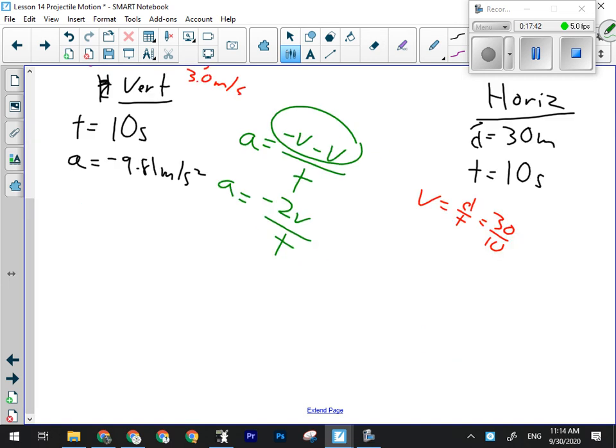Okay? So that's going to mean then that A times T over negative 2 will equal V. Everybody all right with that? Okay, so that's going to be negative 9.81 times 10, or negative 98.1, sorry, over negative 2, which is going to give me 49.05 meters per second as my V.